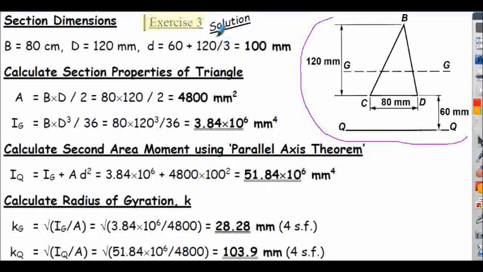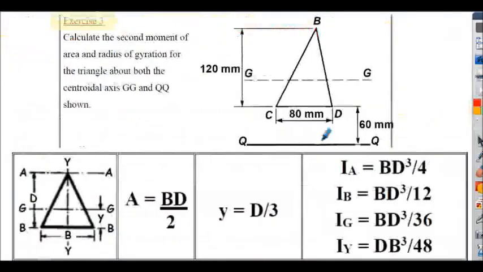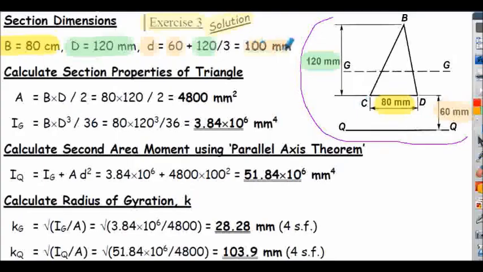So exercise 3, commencement of the solution. We're given in the question the section dimensions of B, the base of the triangle, and D, the height of the triangle. And we can calculate the centroid distance of the triangle. I've referred to this as lowercase d here, but we used y in previous examples. But essentially in this case it's going to be the 60 millimeters shown here, plus a third of the depth of the triangle. Again, that goes back to our table. This is the centroid location. It's D upon 3 in this region here. So the value of d is 100 millimeters.